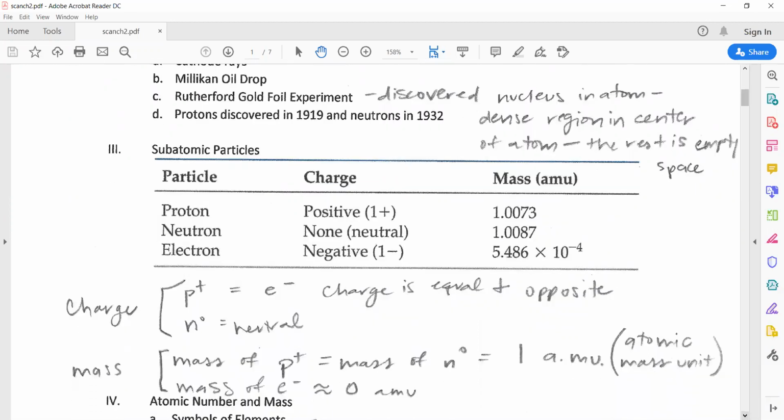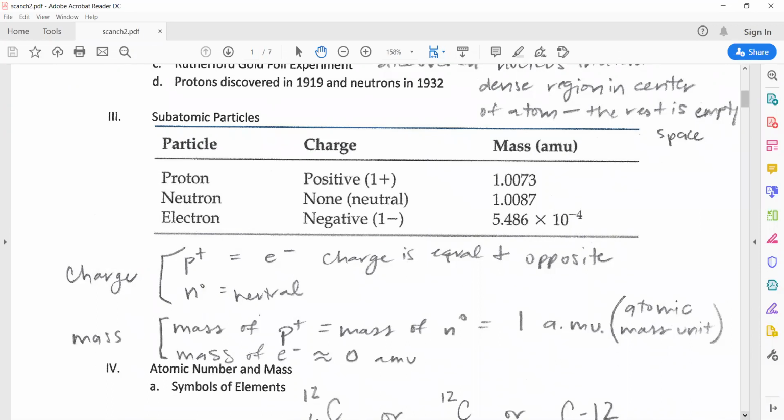So the 3 particles are the protons, neutrons, and electrons. Protons are positive 1 charge and a mass of around 1 AMU, which AMU stands for atomic mass unit. A neutron is neutral and also has a mass of right around 1 AMU. So do you notice these 2 are almost identical in mass? The electron is a negative 1 charge and it has a super tiny mass, 5 times 10 to the negative 4th. So its mass is very insignificant compared to the proton and the neutron's mass.